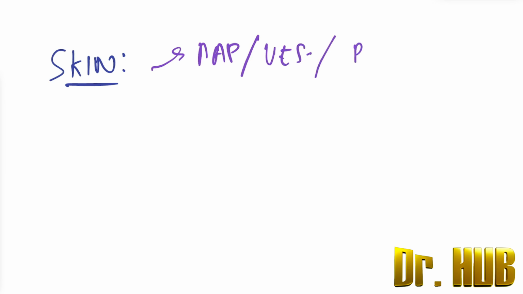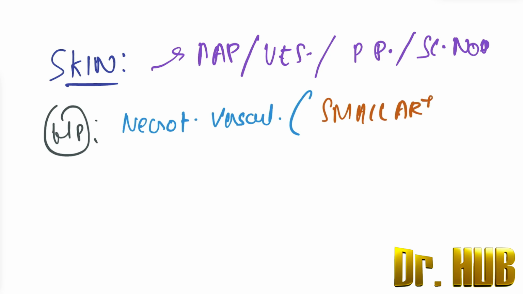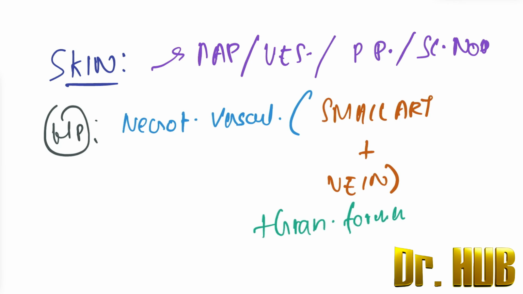Now let's move on to the skin. In the skin, there are papules, vesicles, palpable purpura, and subcutaneous nodules. Now let's look at the histopathology. It shows necrotizing vasculitis of the small arteries and veins, along with granuloma formation.